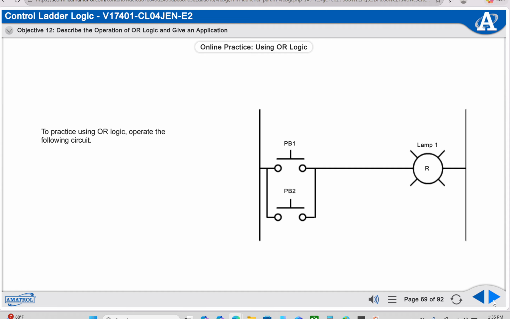To practice using OR logic, operate the following circuit. The light should come on when either the top button is pressed or the bottom button is pressed.